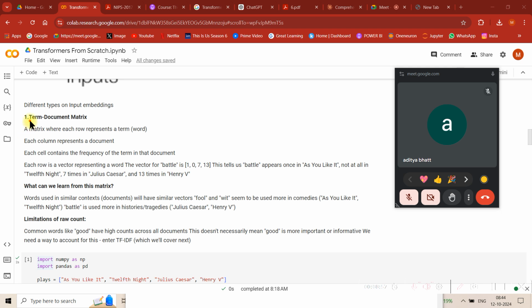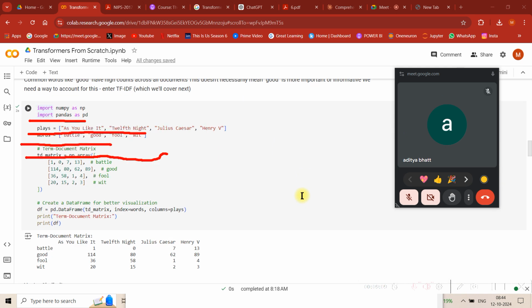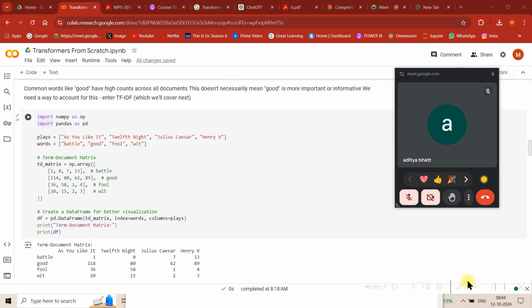Now see guys, what is term document matrix? It's very simple guys. A matrix where each row represents a word, each column represents a document, each cell contains the frequency of the term in the document. So let's just try to see this example. So guys, these are four plays of Shakespeare and these are four words. So at every row level you will have words and at every column level you have the document.